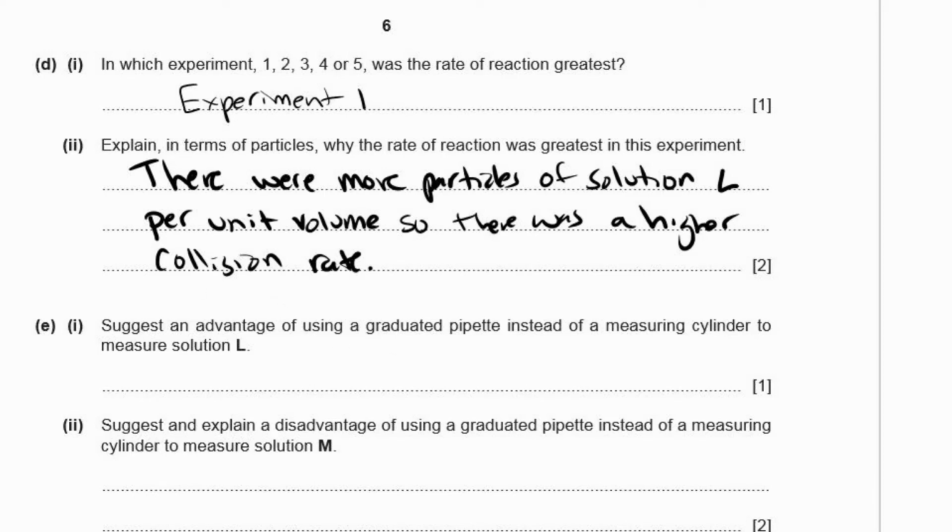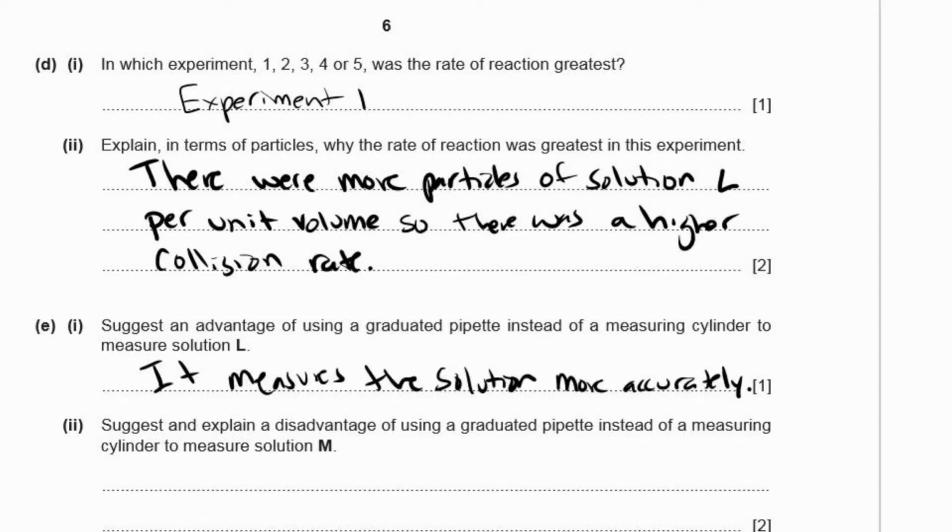E1. Suggest an advantage of using a graduated pipette instead of a measuring cylinder to measure solution L. Well, graduated pipettes, because the diameter of the tube is narrower than the measuring cylinder, they're more accurate for measuring the solution. It measures the solution more accurately.